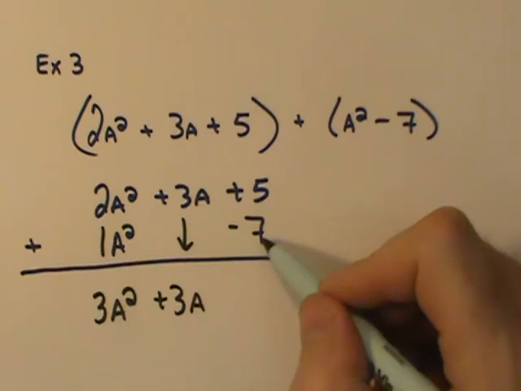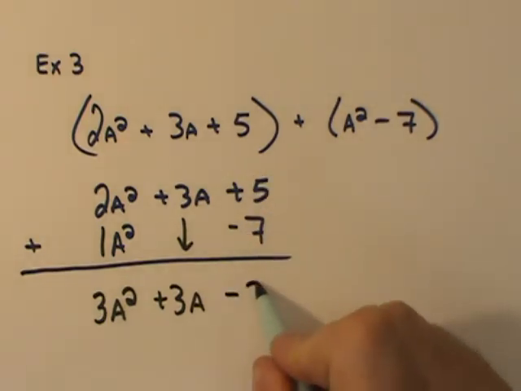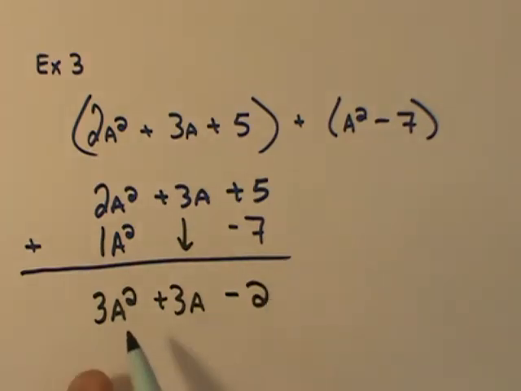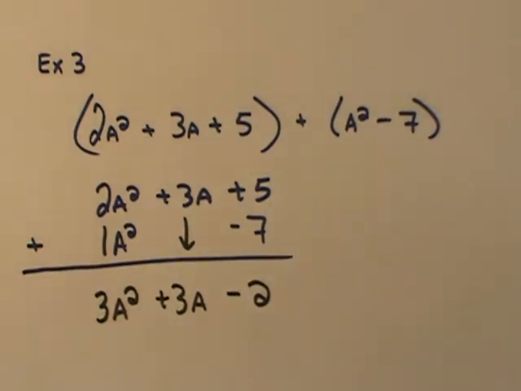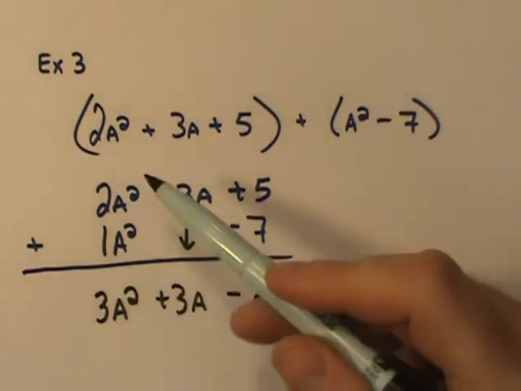And finally, we look at these constants. 5 and a negative 7 would be negative 2. As you look at these terms, an a squared is not the same as an a. You keep them separated. They must look identical. They must be identical in terms of variable expressions. And when you go to add them, you create no new animals. So that's why I could only add a squareds with a squareds.